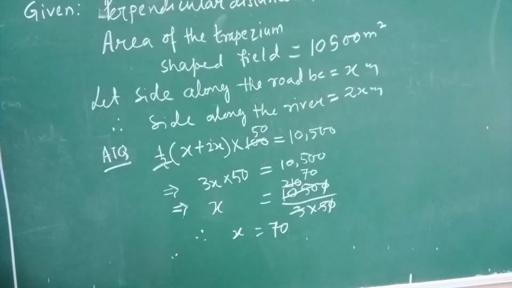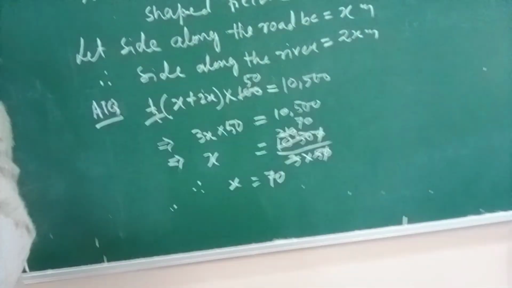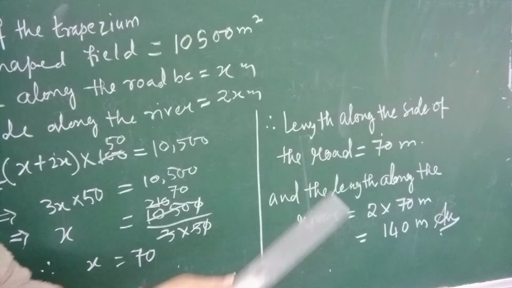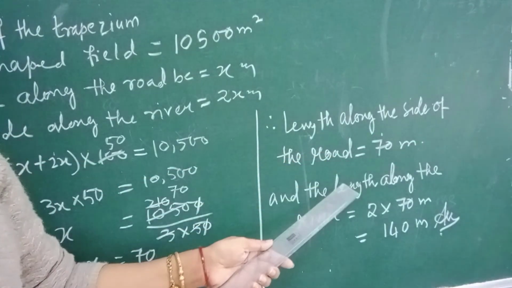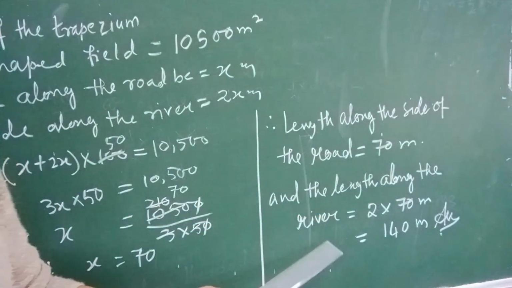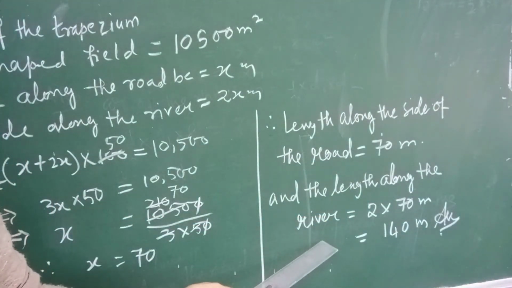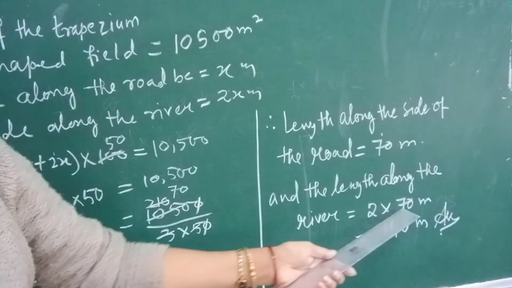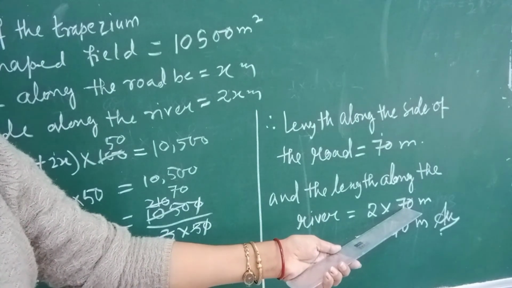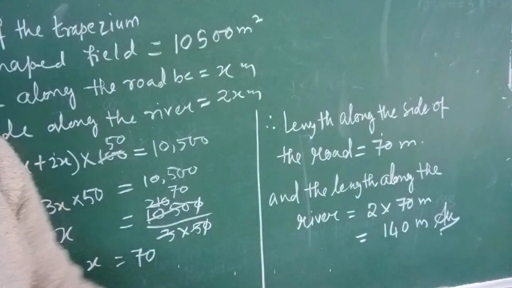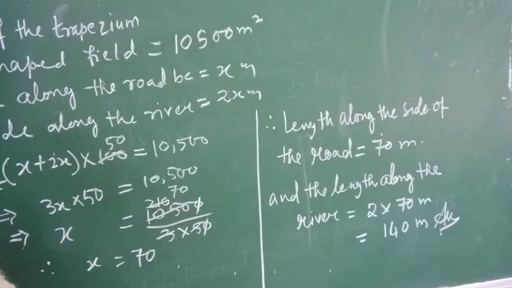Now as the value of x is 70, we can write that the length along the side of the road is 70 meter, and the length along the river, which you have to find, which was the question only, is 2 into 70, because it is twice the length of the roadside. So 2 into 70, that is 140 meter. So this is the answer of this sum.